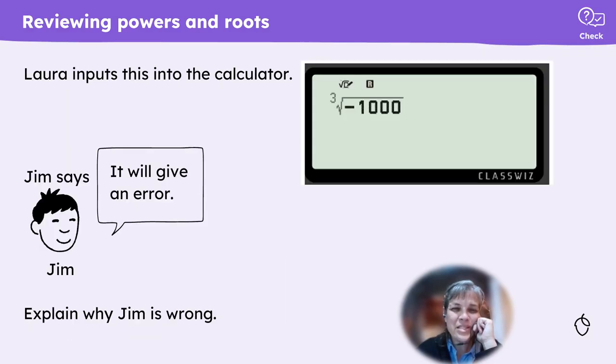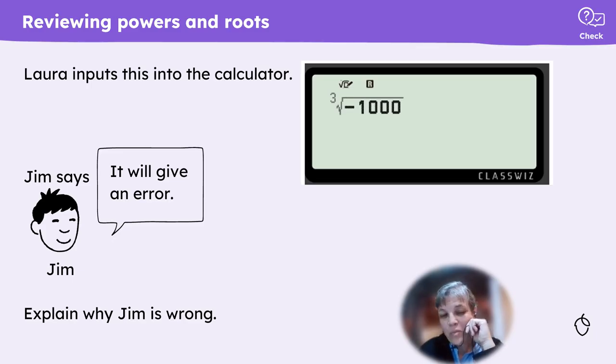If you put into your calculator, let's say there's a girl named Laura, and she inputs this into her calculator, the cube root of minus 1,000. Well, Jim is looking at this, and Jim says it will give an error.